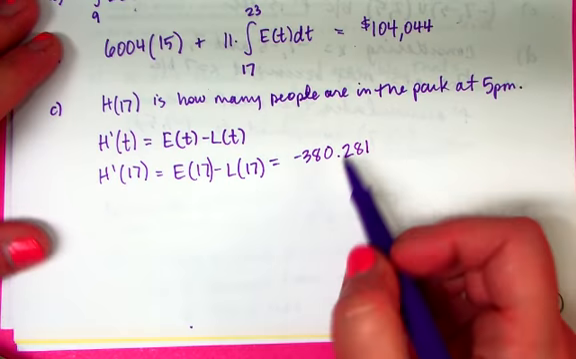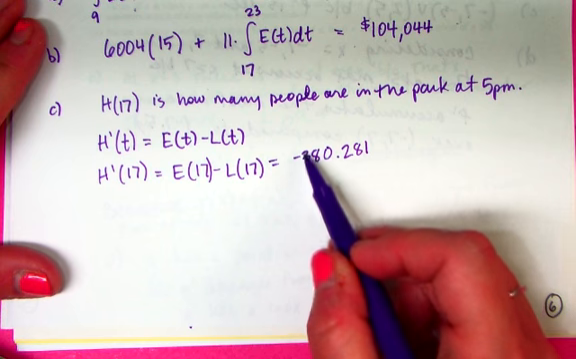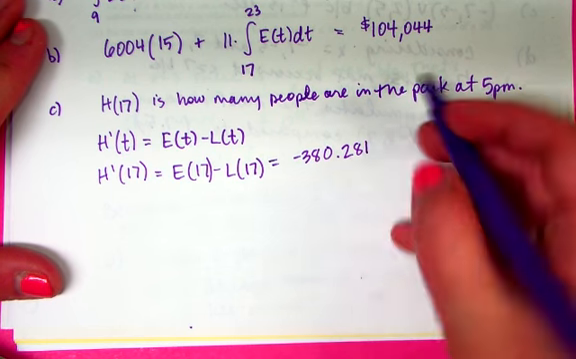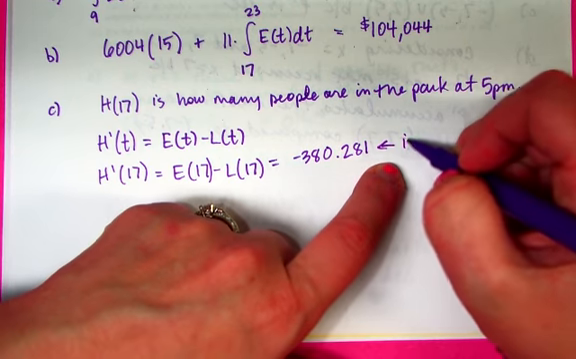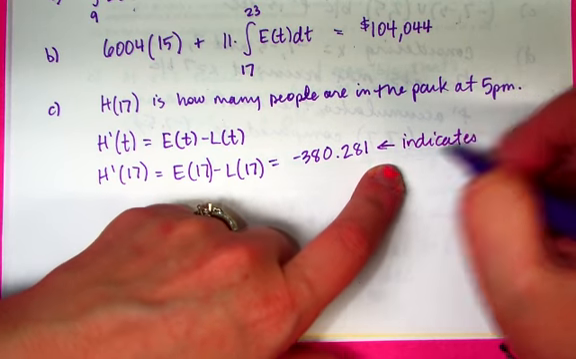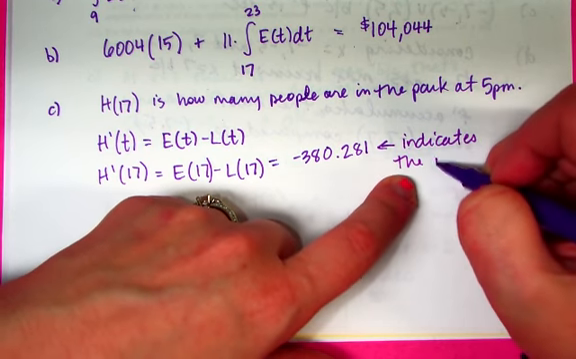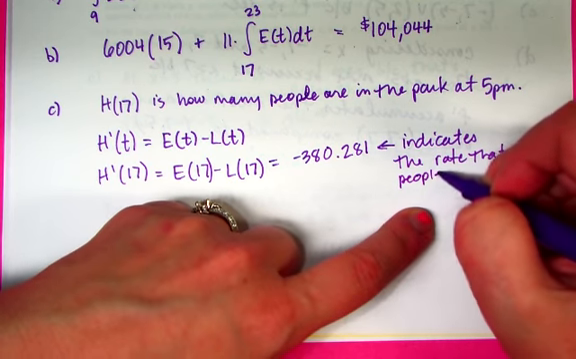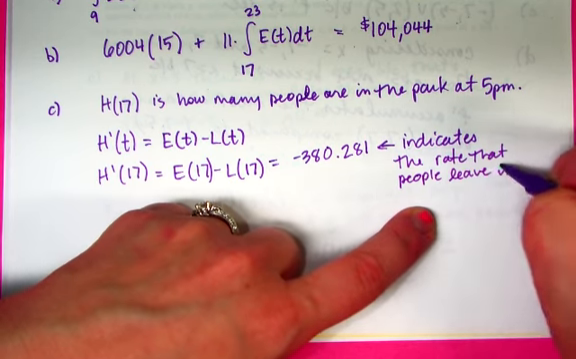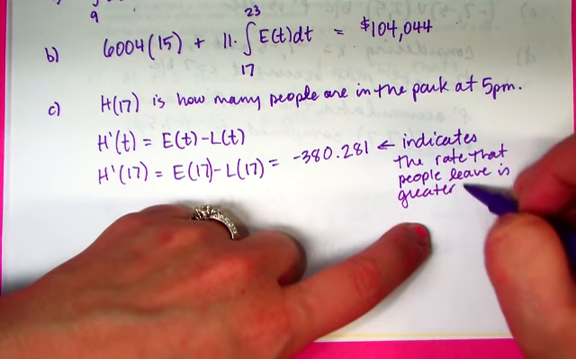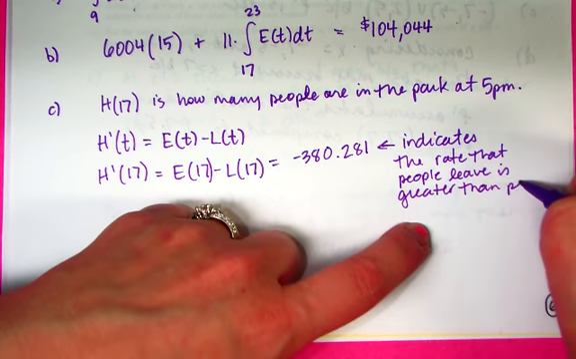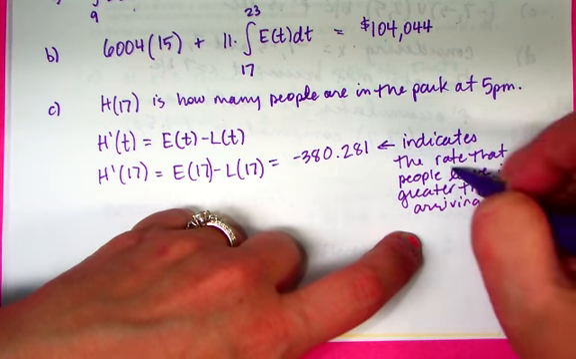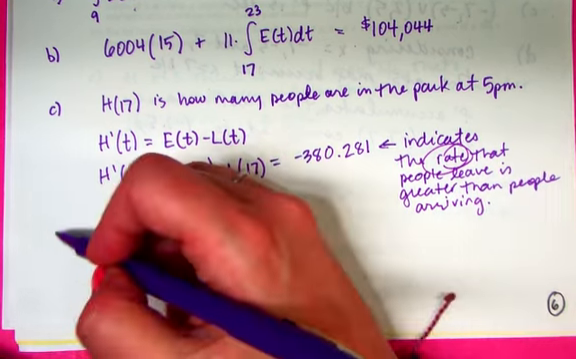0.281. So this then is indicating that the amount of people in the park is decreasing, right? Because this is the rate of change of the people in the park. Okay, so this indicates the rate that, let's say it this way, people leave is greater than people arriving. And it's important to have rate in your justification, okay? Because that's what that is.